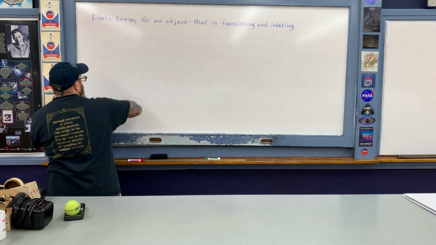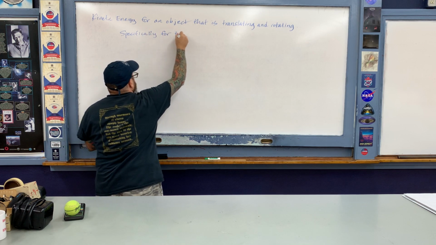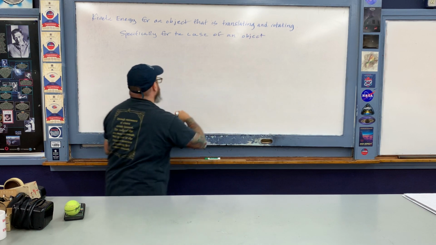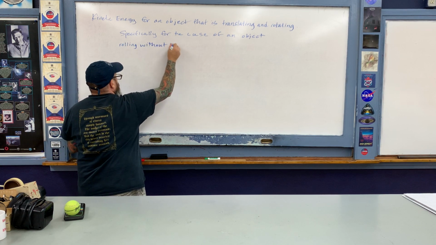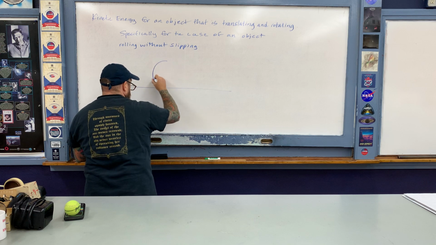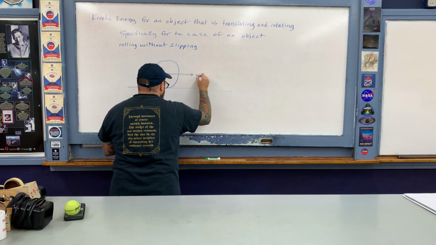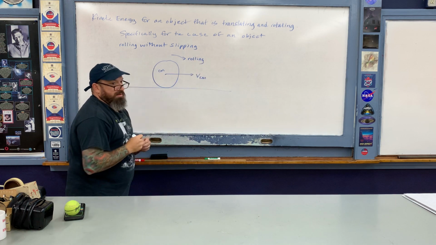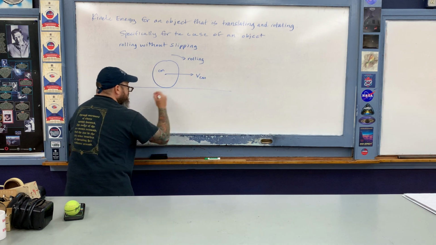Okay, so now specifically, for the case of an object rolling without slipping. Okay, so here's a horizontal surface, here's my ball, like so. Here's the center of mass, which is moving in this direction like so, where VCM, and the object is rolling like this. Okay, we're just going to write this as a rotational kinetic energy, but specifically about this point.